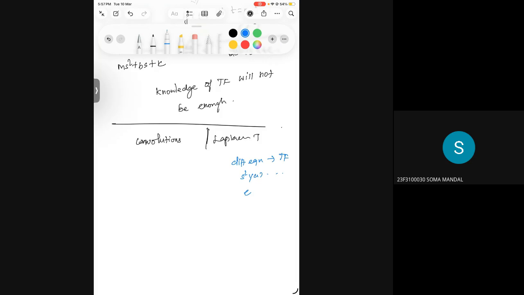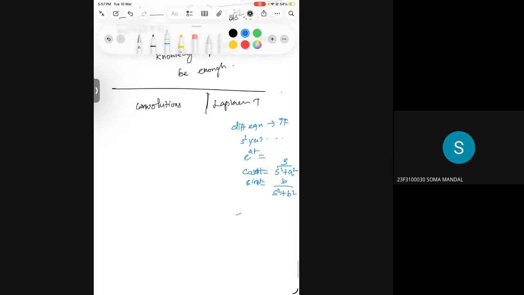Let's take, if I write e power at, what would that be? And cos t, sin t based on that. For cos at, it will be s by s square plus a square, right? If it is sin bt, it will be b by s square plus b square. So what if e power minus at cos bt comes? This will be s plus a divided by s plus a the whole square plus b square. Similarly, e power at sin bt would be b by s plus a the whole square plus b square.